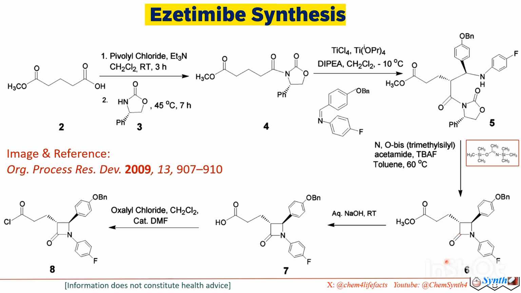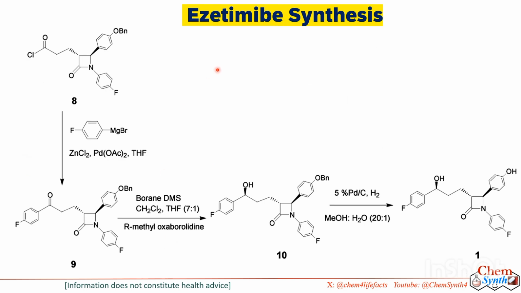Okay, so after getting intermediate 6, it was treated with aqueous sodium hydroxide to undergo ester hydrolysis and to produce the carboxylic acid derivative 7, and this was converted into the corresponding acid chloride by using oxalyl chloride. Now, without isolating that oxalyl chloride intermediate, it was coupled with this Grignard reagent in presence of zinc chloride and palladium catalyst to get intermediate 9 by carbon-carbon bond formation reaction.